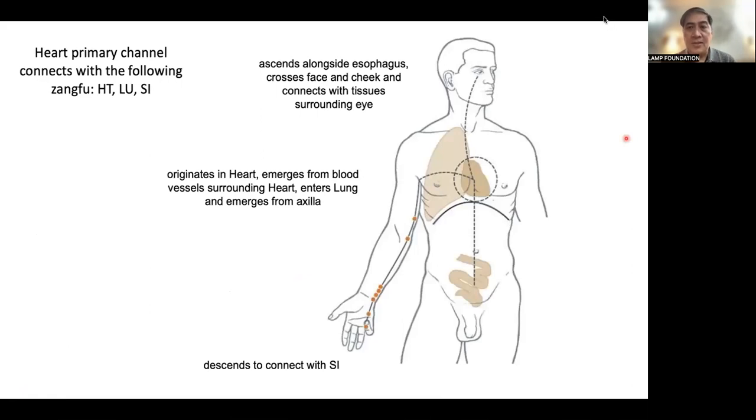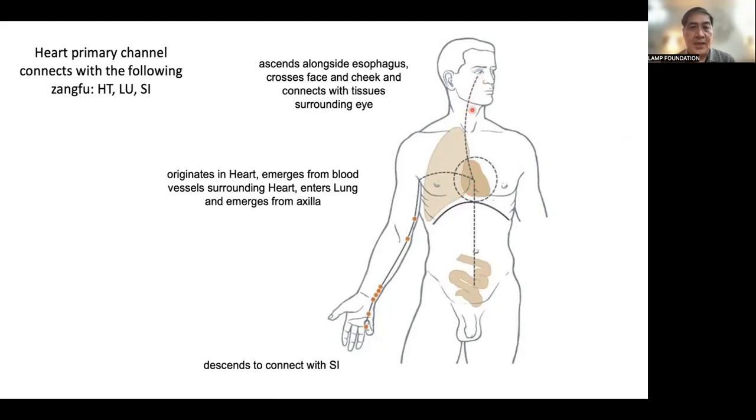The heart channel will actually begin in its own organ, the heart. And then it will travel downward across the diaphragm where it connects with the small intestine. So we all know that the heart is the exterior-interior partner of the small intestine. A branch of the main channel separates in the heart and ascends alongside the esophagus to the face where it joins the tissues surrounding the eye.